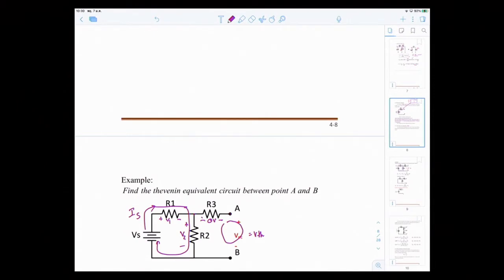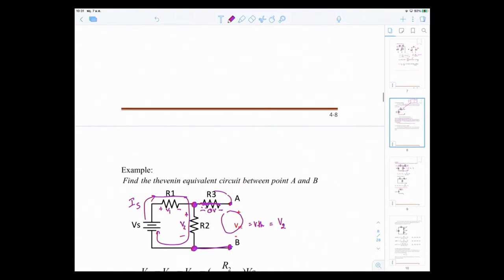So if you want to measure the voltage at point A and point B, and this is 0, then you can imagine R3 as a wire. This point here is the same as this point here, and point B is the same as this point here. So from this configuration, you should be able to see that VTH is nothing but the voltage drop across R2, which is V2. So that's your job. What's V2 then?